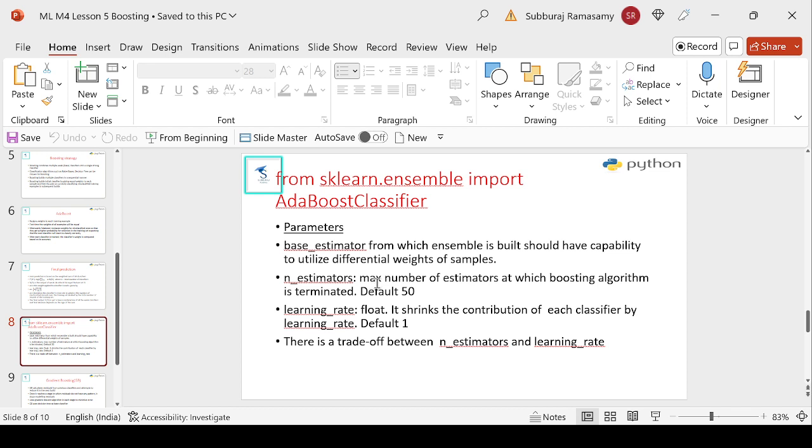n_estimators is nothing but the maximum number of estimators at which the boosting algorithm is terminated. Default is 50. Learning rate shrinks the contribution of each classifier by the learning rate. You saw alpha. There's always a trade-off between n_estimators and learning rate. So these are the three key parameters of the AdaBoost classifier.